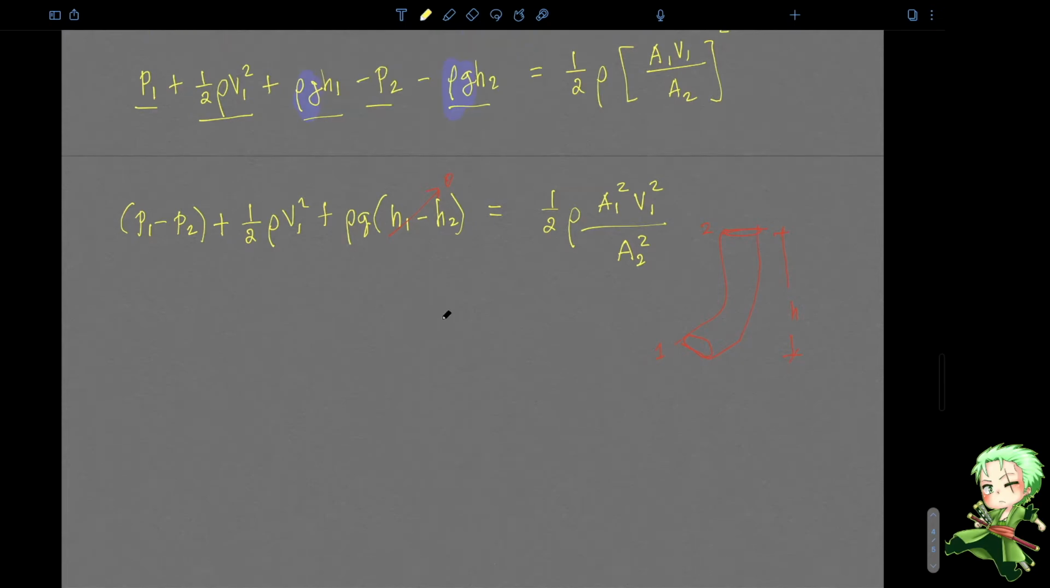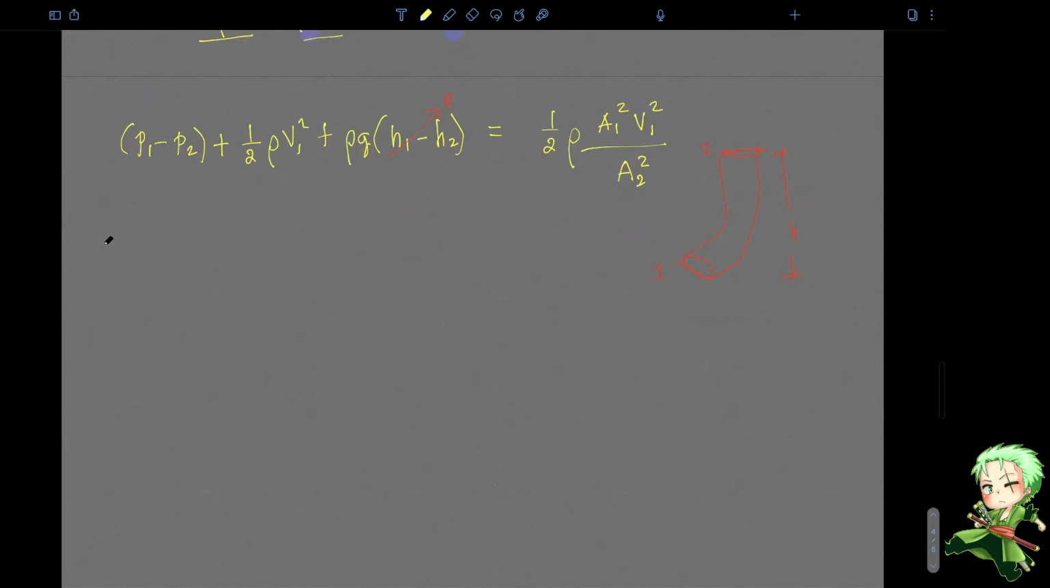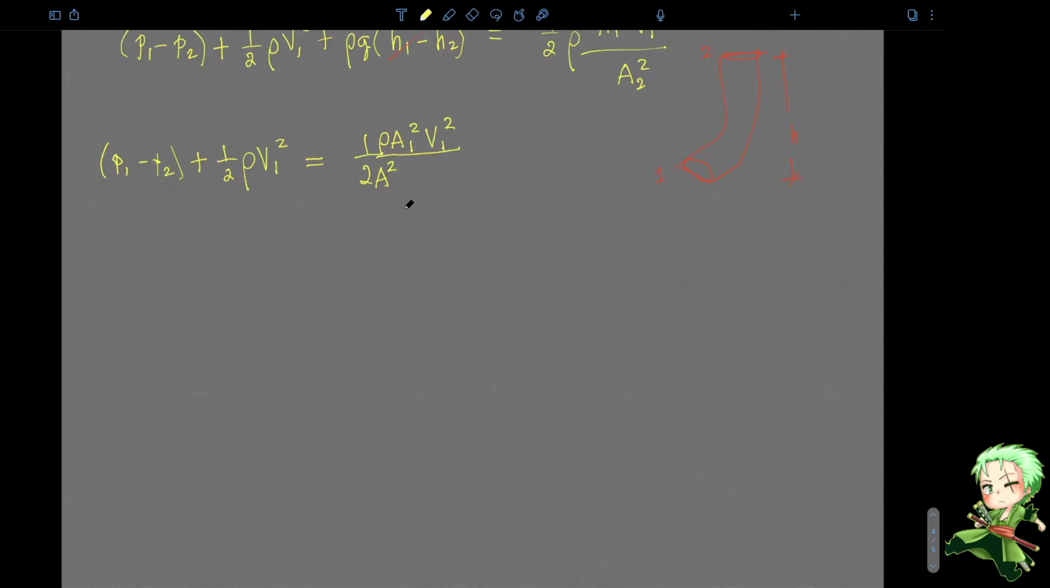Since that is just 0, what is left is this expression: P1 minus P2 plus 1/2 rho B1 squared is equal to 1/2 times 1 over 2. We have A squared here, and then the numerator will be rho A1 squared B1 squared. So let's continue with this one. Take note that our goal is just to find A2.